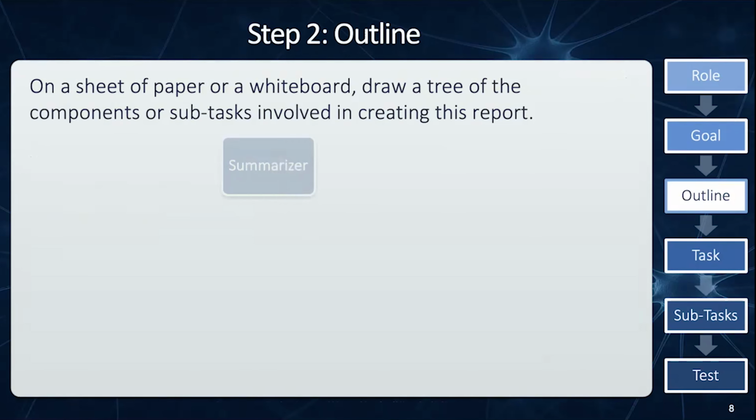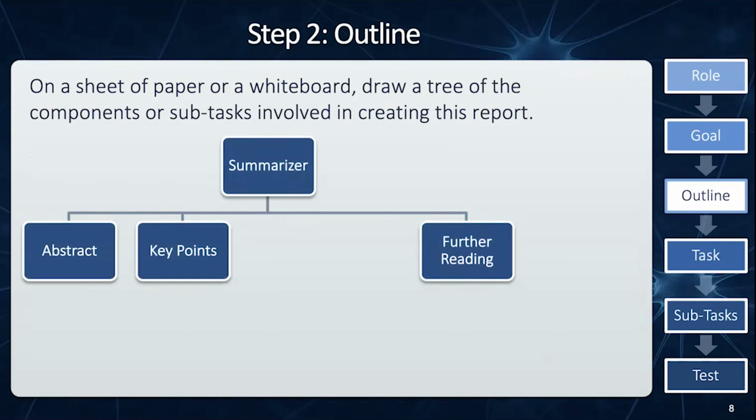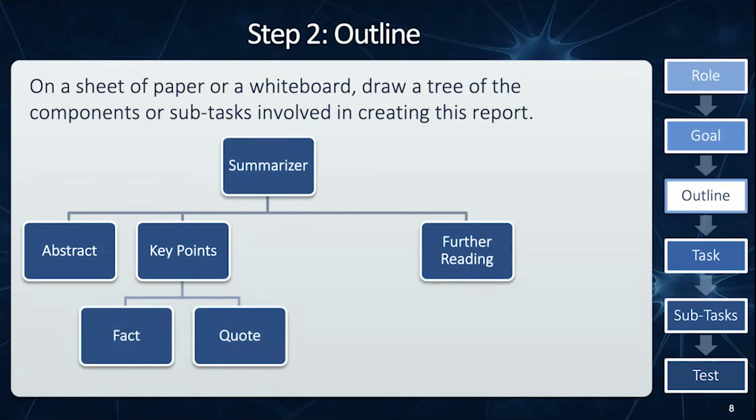Okay, so with my solution, I'm going to start with my summarizer. That's my main task. And I'm going to think about this for a second here. And that's right, I wanted to have an abstract, I want to have the key points, and I want to have the further reading. Now remember, the key points themselves, they're going to have subcomponents as well. I'm going to have the fact itself that is part of the reading, and then the quote directly from the article. Now, for the further reading bit, what do I want from that?